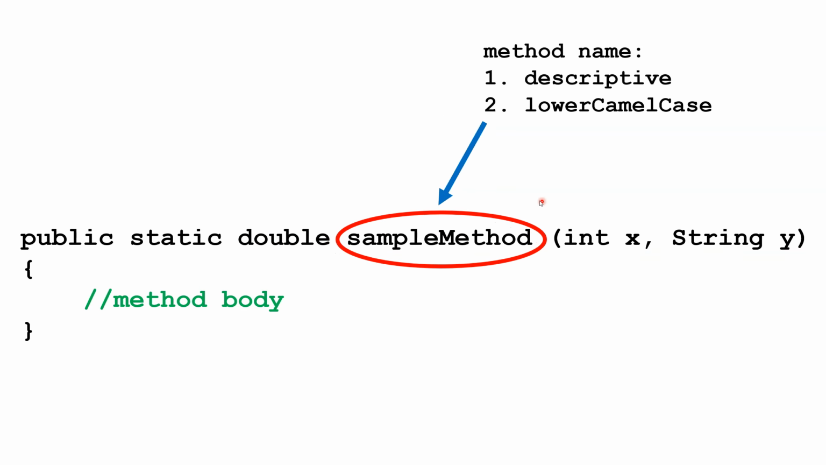Next, we have the method name here. A method in Java should be descriptive of what it does, and it also should be written in lower camel case.